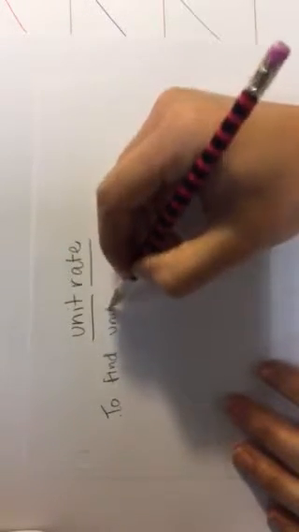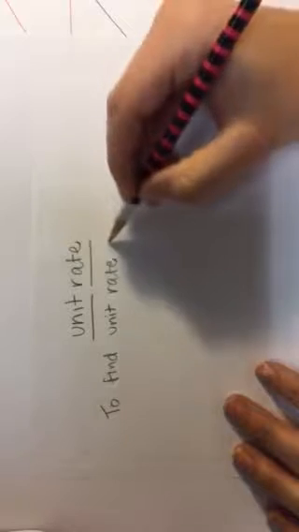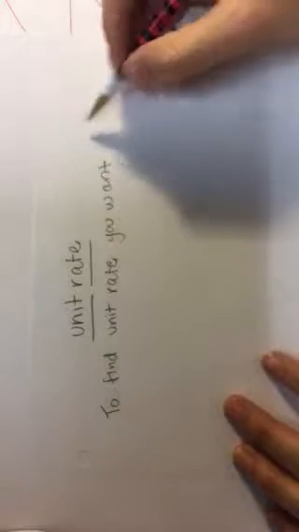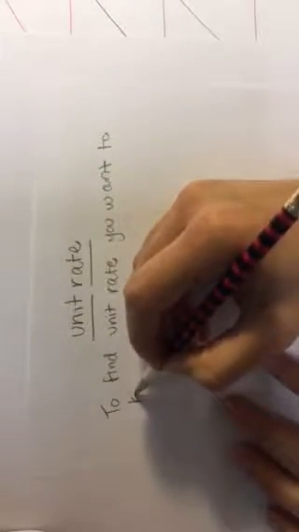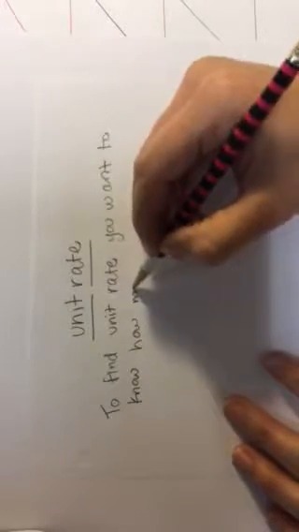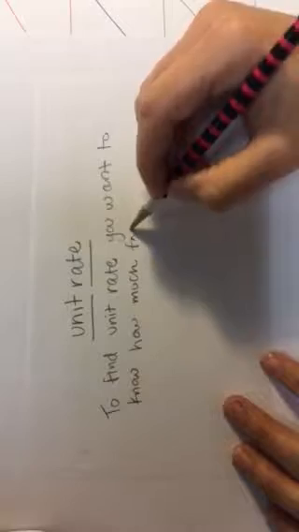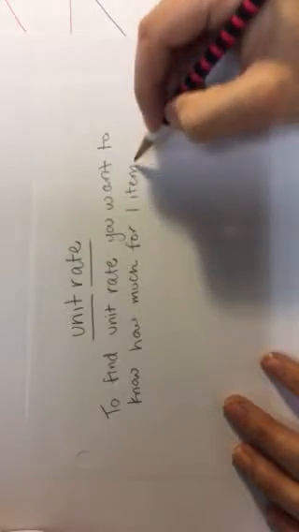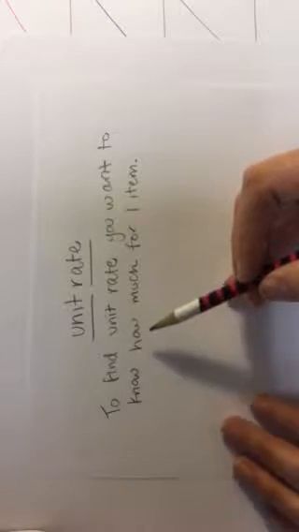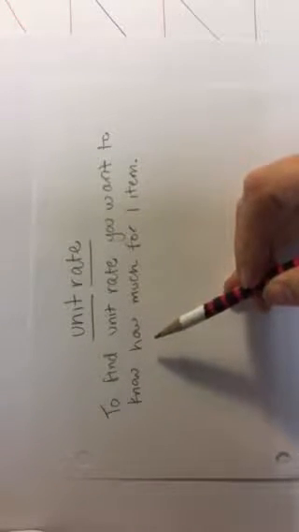So unit rate, and all you're going to write is: to find unit rate, you want to know how much for one item, essentially. So if you're looking for unit rate, the question is going to ask you how much it is for just one banana if you're buying 12 bananas.